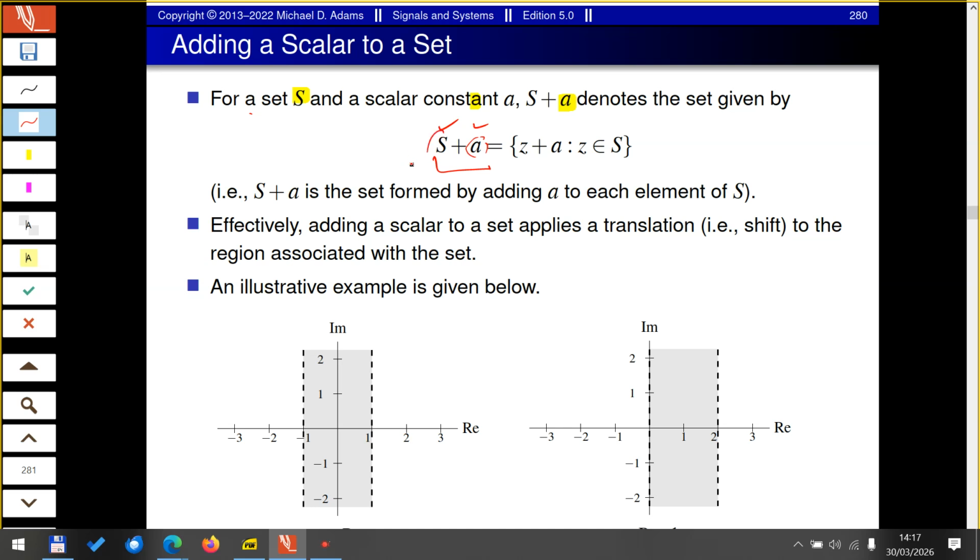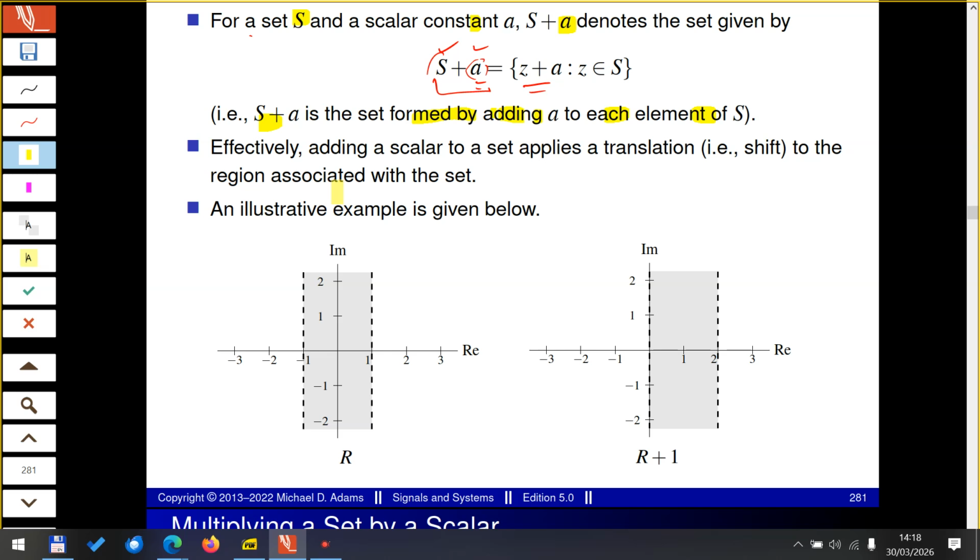Whenever you start with a set and you add an element to that, this is what we will have in mind, right? It's a set formed by adding the constant a to each element of S. An example is this. Let's say we have a region R. Let's say this is a strip, and we want to add 1 to it. So this whole region will be shifted to the right, right?